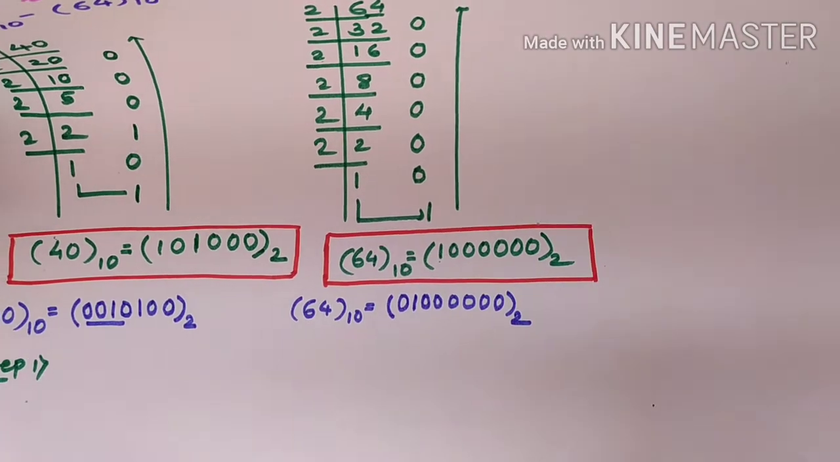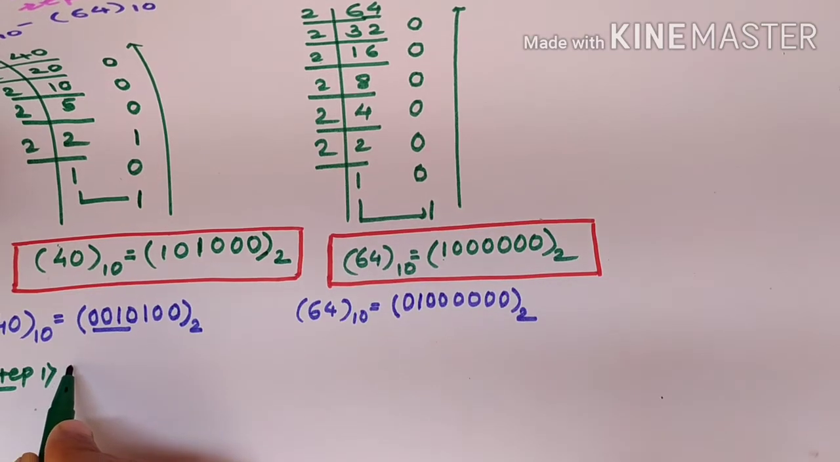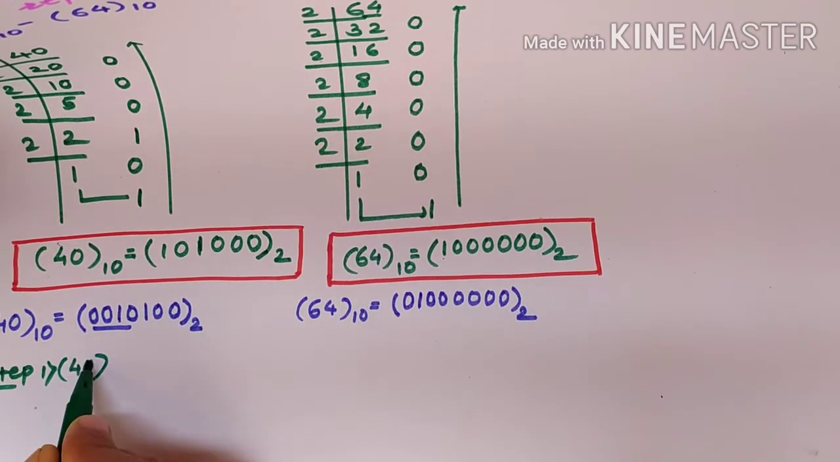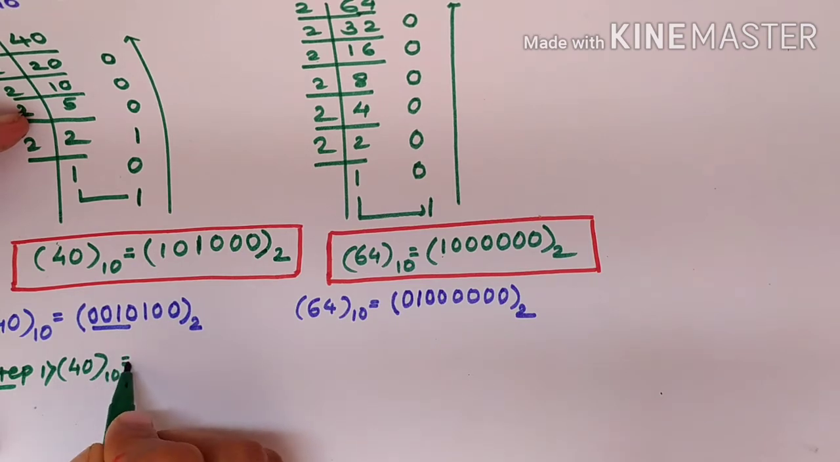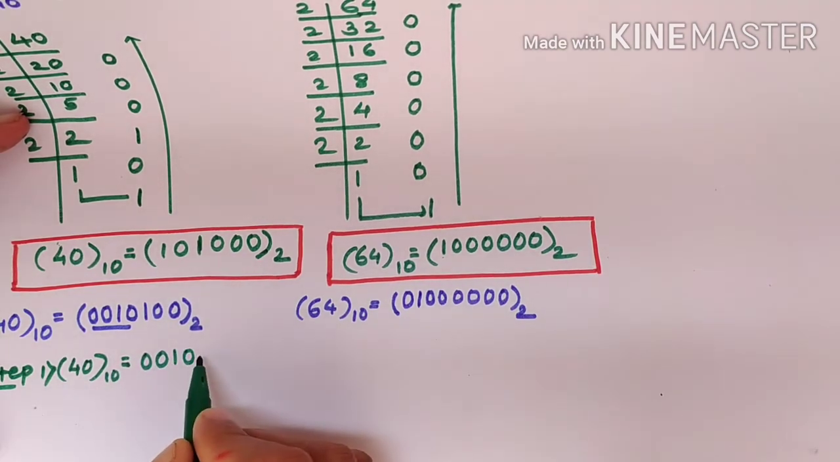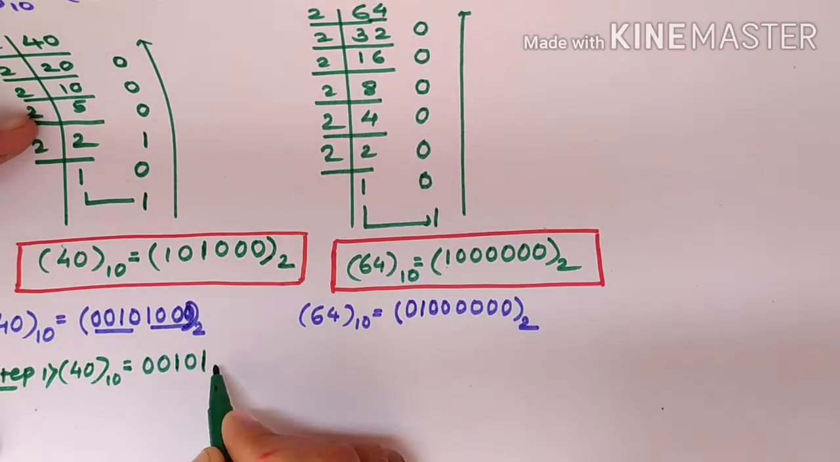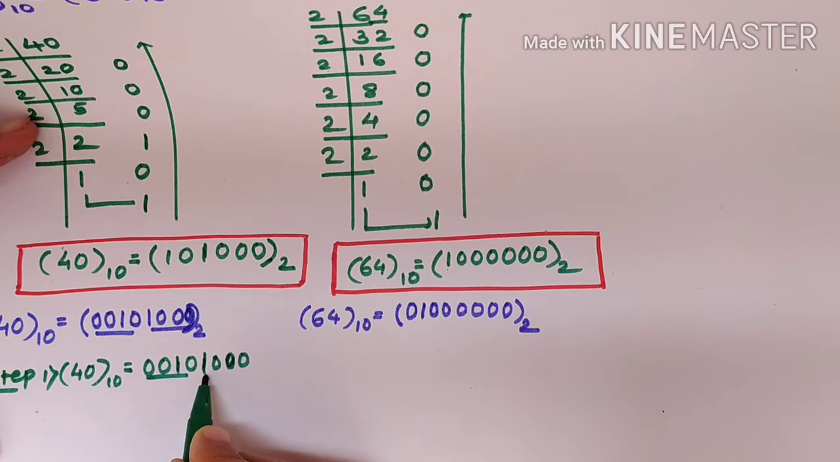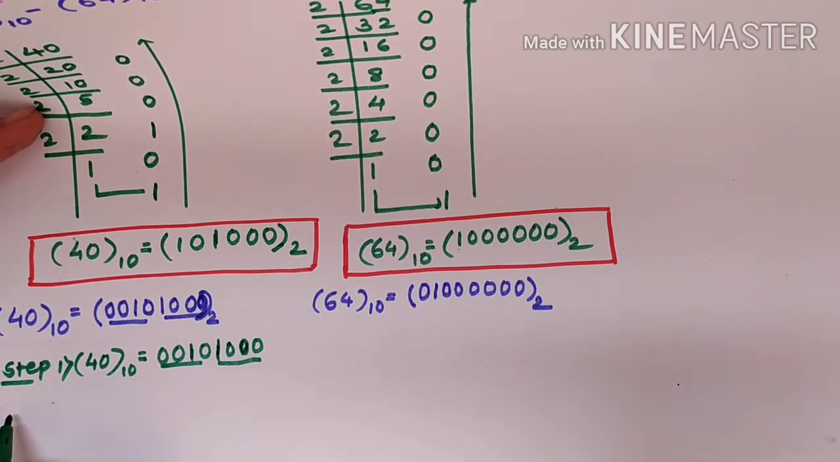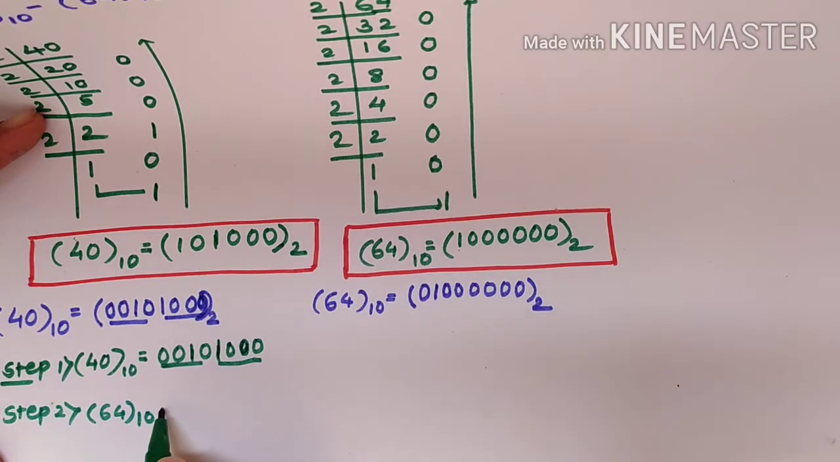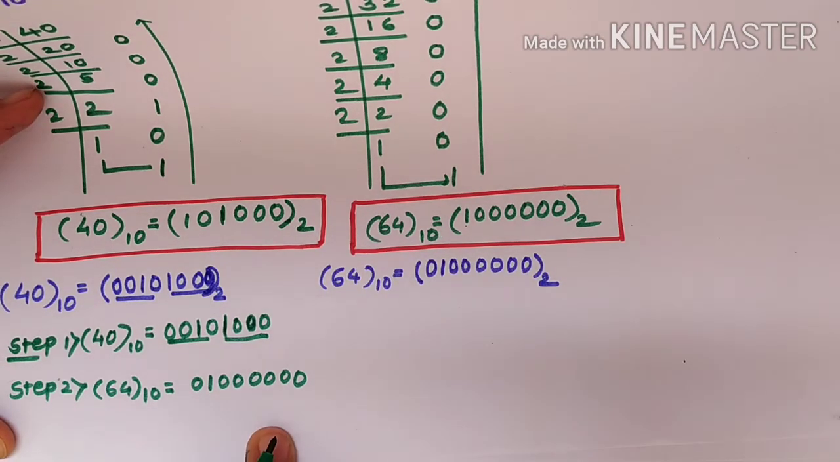Step 1: suppose this 40 is A, and the binary of 40 decimal is 0 0 1 0 1 0 0 0. This is an 8-bit representation. Now step 2: this 64 decimal is equal to 0 1 0 0 0 0 0 0. We have to find the 2's complement of the given number.